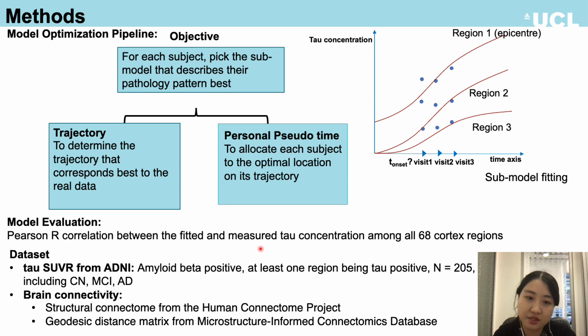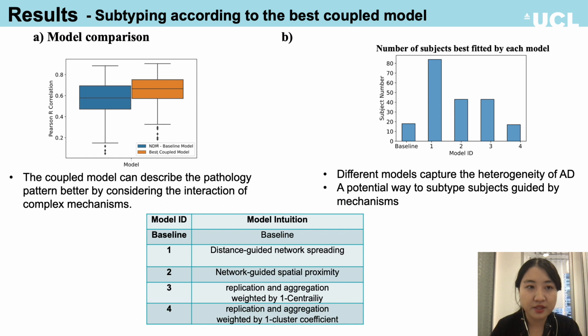For the dataset we use, the tau SUVR comes from the ADNI dataset, and when we select subjects, we include people who are A-beta positive and have at least one region being tau positive. Altogether, we have 205 subjects. And we have two kinds of brain connectivity that come from two separate databases. Now let me display some of our key results to you.